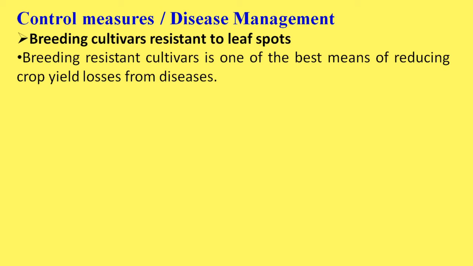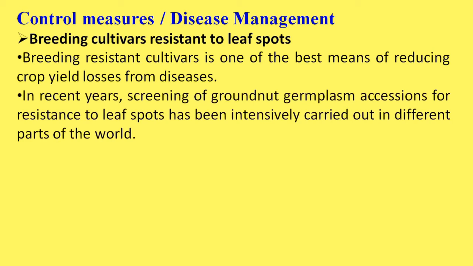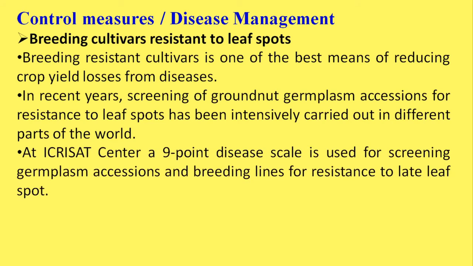But after that, screening of groundnut germplasm and their accessions took place very rapidly and intensively. Research work was carried out in different parts of the world. At ICRISAT, which you should know is one of the important research centers, a 9-point disease scale procedure was used for screening the germplasm accessions, and breeding of groundnut, especially for leaf spot resistance, was carried out.